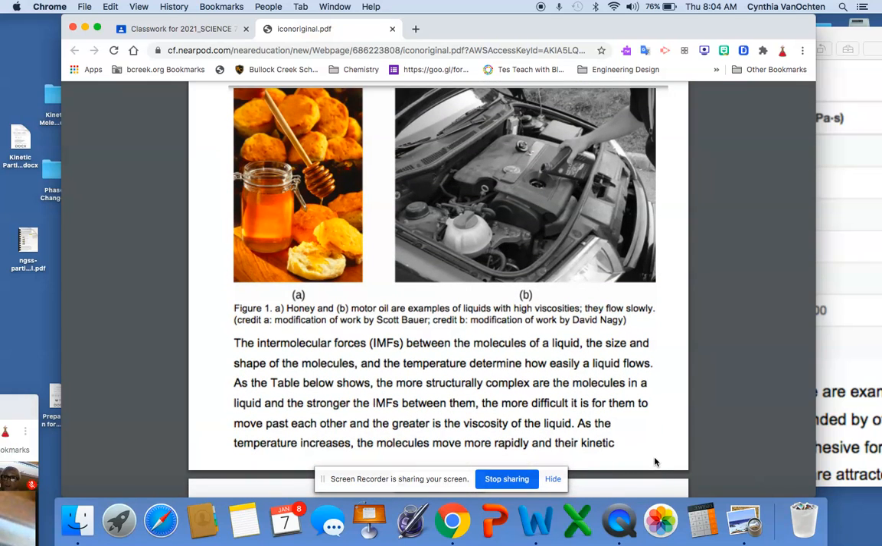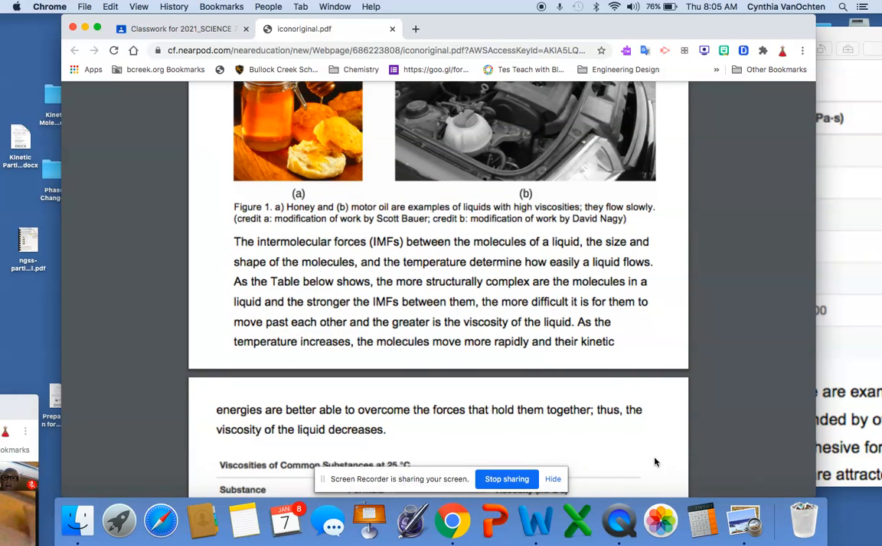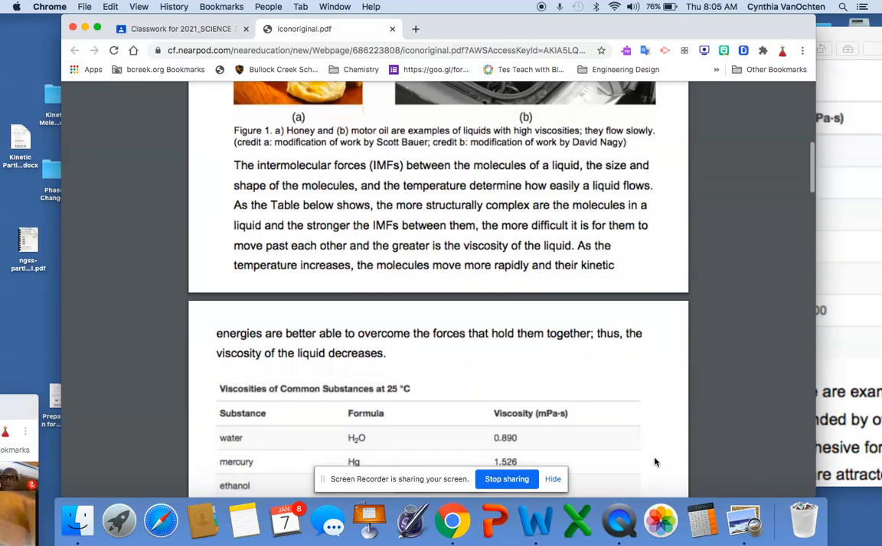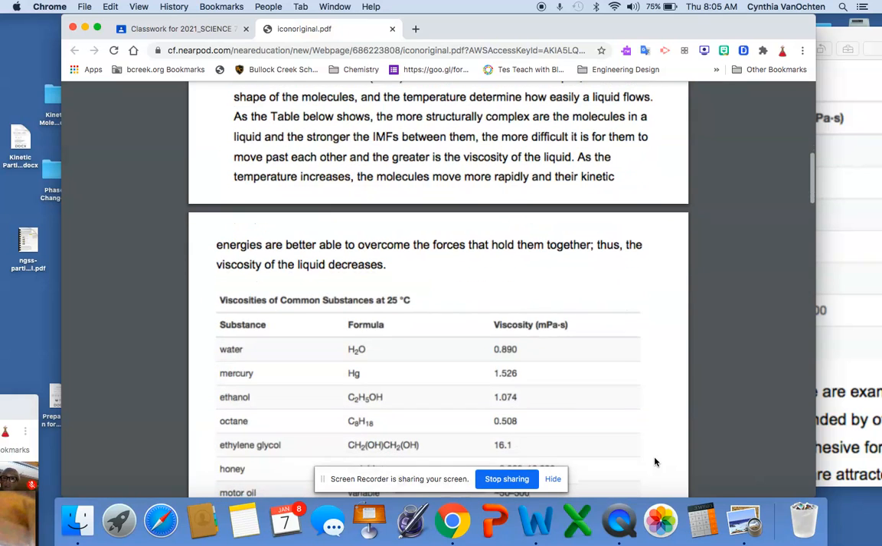The intermolecular forces between the molecules of a liquid, the size and shape of the molecules, and the temperature determine how easily a liquid flows. As the table below shows, the more structurally complex the molecules in a liquid, and the stronger the intermolecular forces between them, the more difficult it is for them to move past each other, and the greater the viscosity of the liquid. As the temperature increases, the molecules move more rapidly, and their kinetic energies are better able to overcome the forces that hold them together. Thus, the viscosity of the liquid decreases.